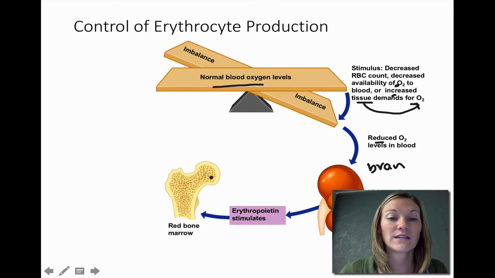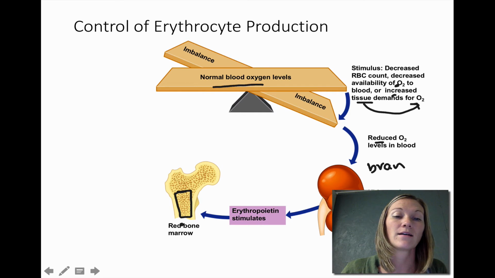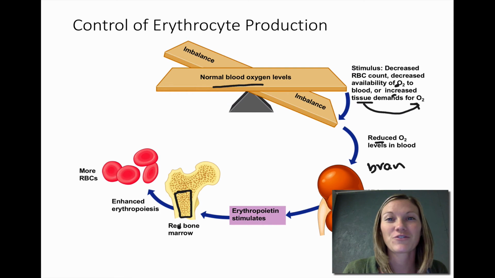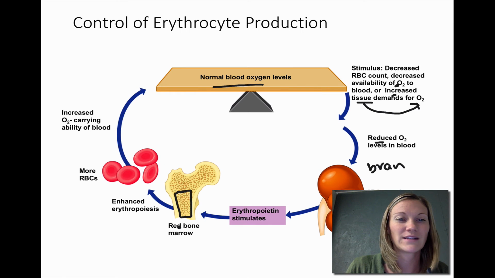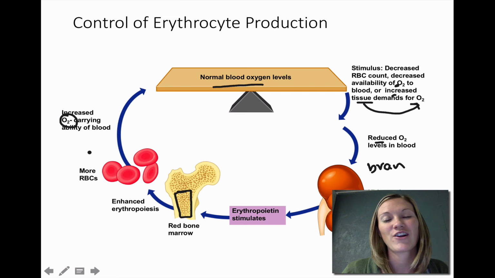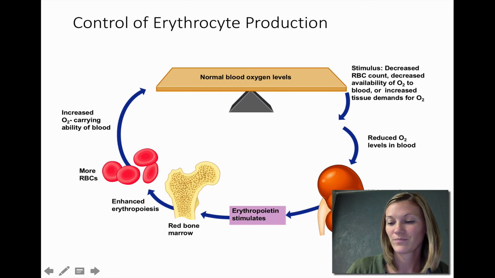Then erythropoietin is going to stimulate red bone marrow, which basically is in this part of your bone, maybe not this part, this is kind of the spongy part, but in the diaphysis of your bone, red bone marrow is going to produce red blood cells. Then you're going to make those red blood cells, and ultimately it'll increase your oxygen carrying ability, which will put you back in homeostatic balance.